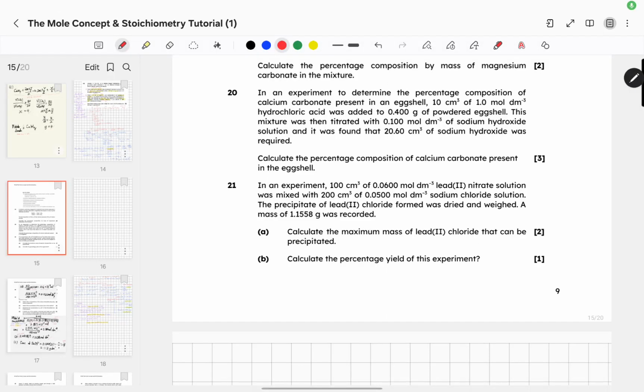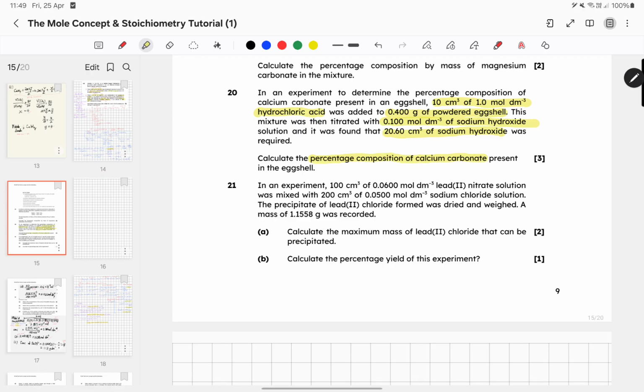For question 20, in an experiment to determine the percentage composition of calcium carbonate in an eggshell, this quantity of hydrochloric acid was added to 0.400 grams of powdered eggshell. The mixture was then titrated with 0.100 mol per dm³ of sodium hydroxide, and it was later found that 20.60 cm³ of sodium hydroxide is required. Find the percentage composition of calcium carbonate present in the eggshell.